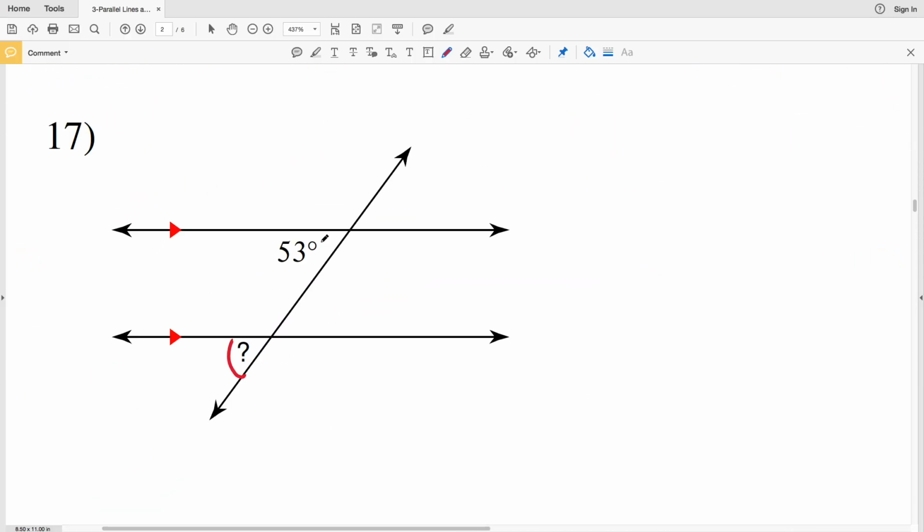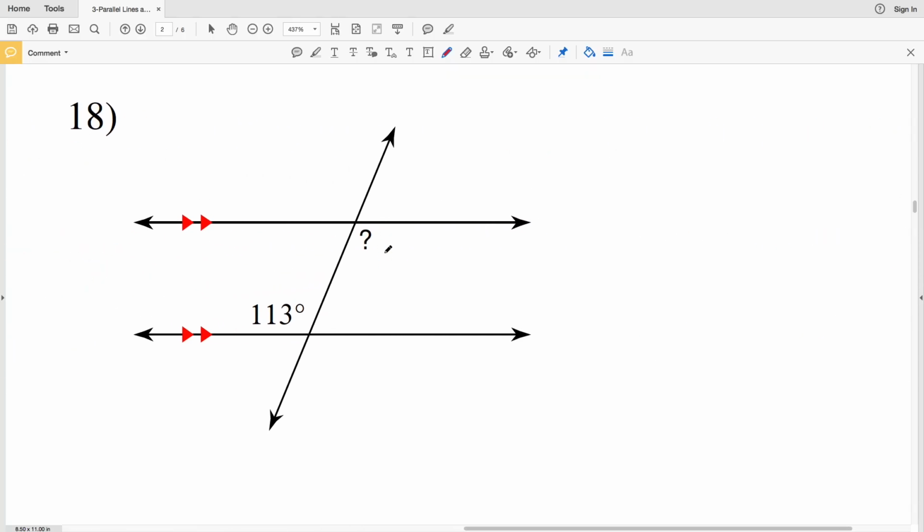In number 17, my angles are both on the same side of the transversal and they are both on the same side of the intersected line. 53 degrees and the angle indicated are both below. Therefore, they are corresponding angles, and we know that since the lines are parallel, corresponding angles are congruent. Therefore, the angle indicated is also equal to 53 degrees. And lastly, number 18. 113 forms an alternate interior angle with the indicated angle. Since the lines are indeed parallel, those alternate interior angles are equal in measure. Therefore, 113 degrees is our solution in number 18.